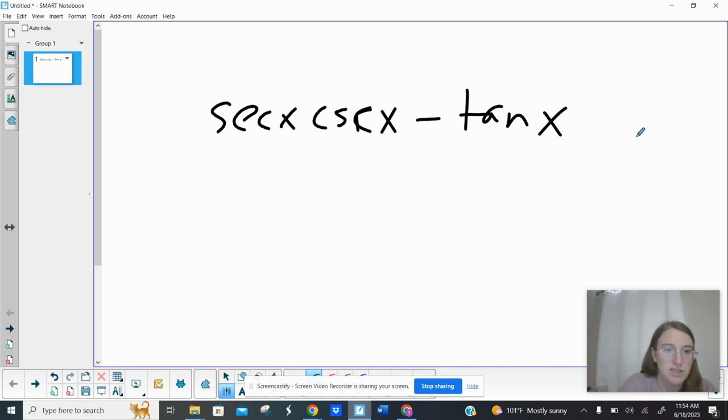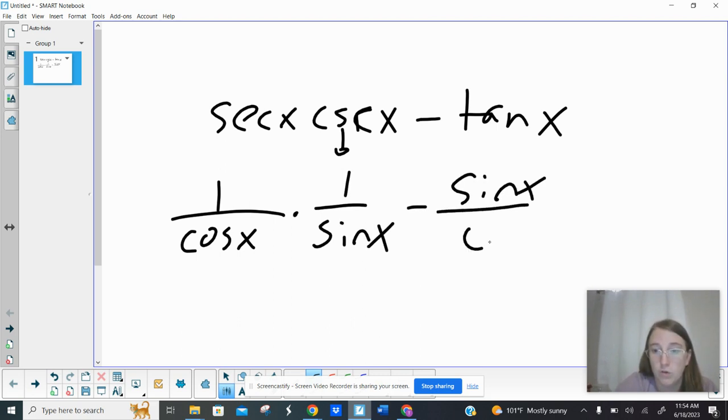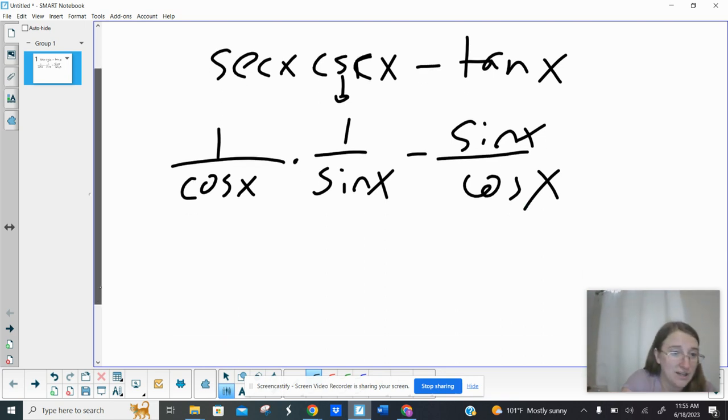sine and cosine. So secant is 1 over cosine x, times cosecant is 1 over sine x, minus tangent is sine over cosine. So when you're dealing with something like this where you're subtracting two terms, since our goal is to get to one trig function, we're going to need to subtract these fractions. So I need to find a common denominator.